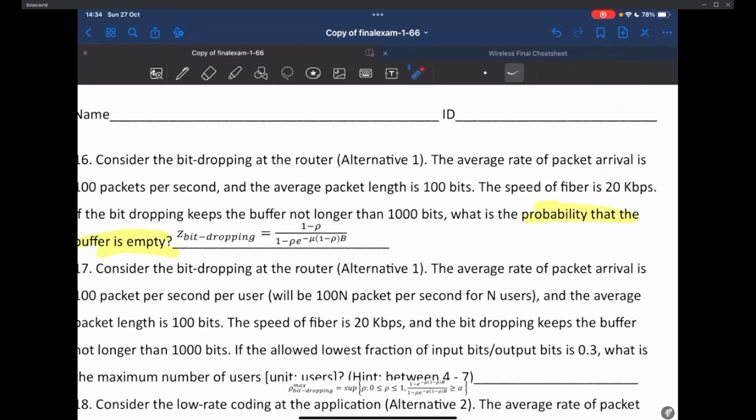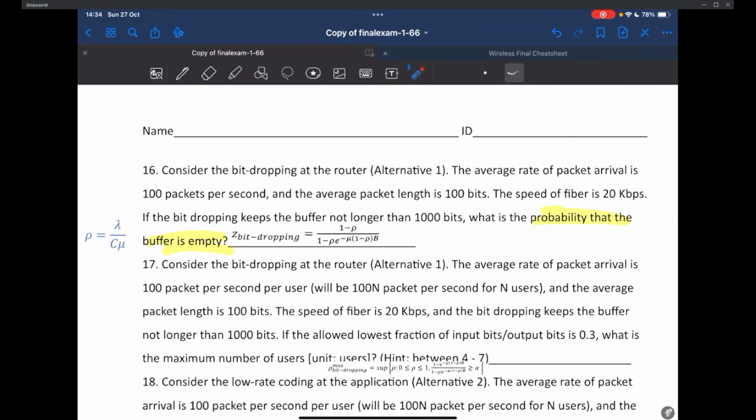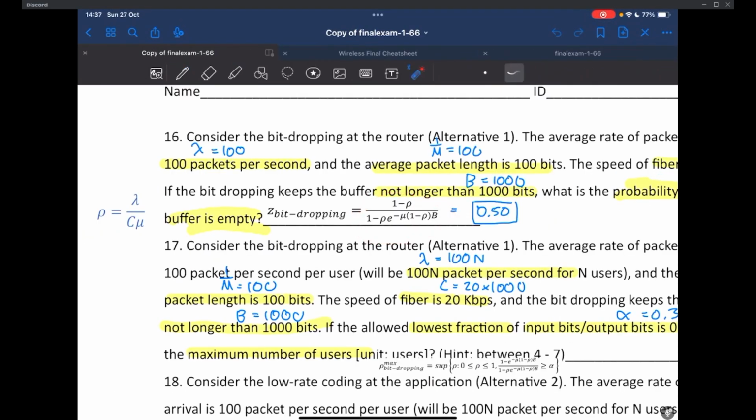So we plug in the formula here, and how do we plug it in? Well, average packet length, we figured that out already. 1 over mu is equal to 100, and our packet rate lambda is 100, and the max capacity is 220 times 1000, basically 1000, and no longer than 1000 bits. No longer than 1000 bits would be beta. That's 1000. So in this formula, we have to find rho.